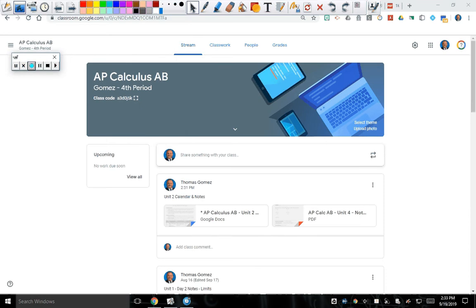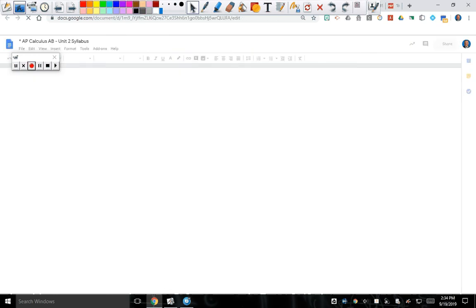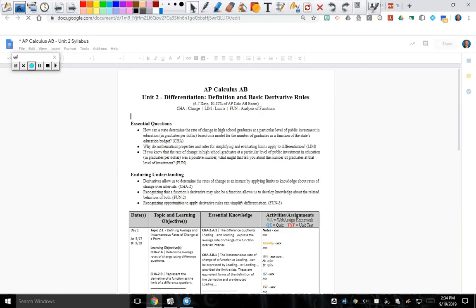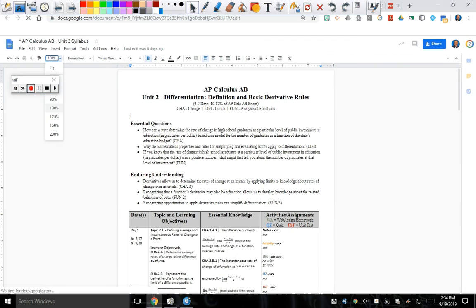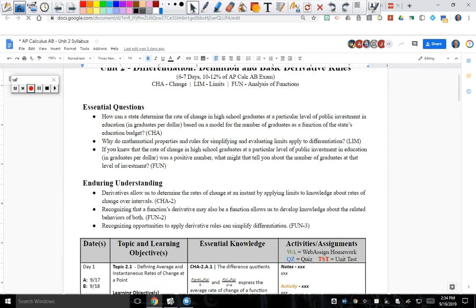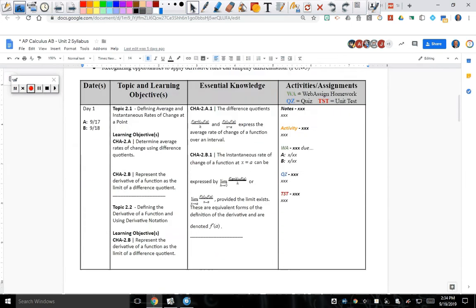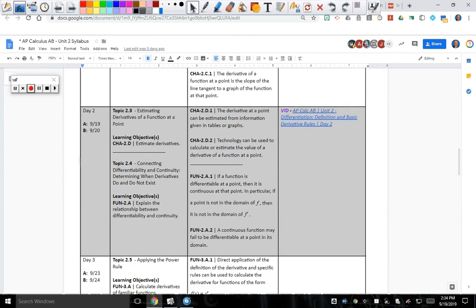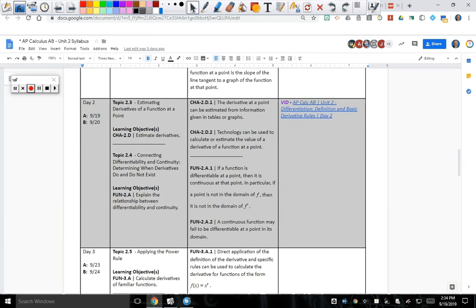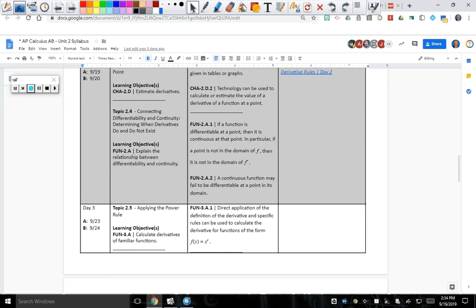Alright, so we are doing Unit 2. It's like day 2, 3-ish. Okay? And real quick, I want to show you something from the calendar. So, day 2 on the calendar and day 3-ish, we'll go to day 2. It says we're going to be estimating derivatives of a function at a point. And number 3, day 3 shows that it's the power rule.